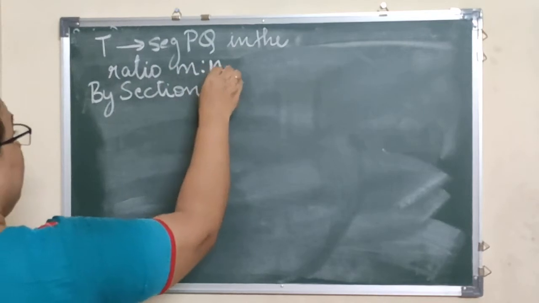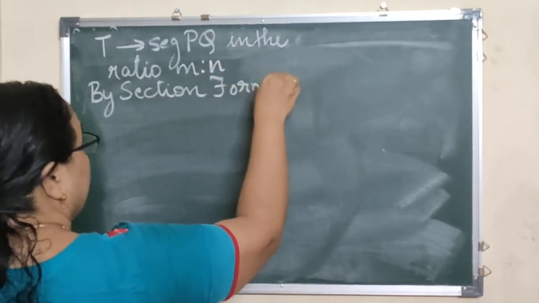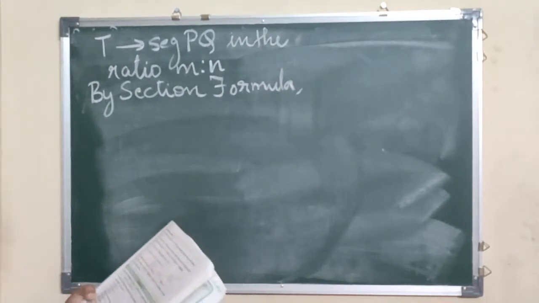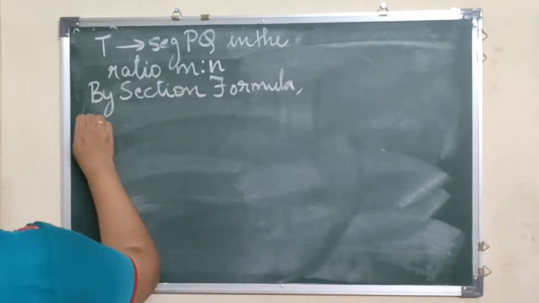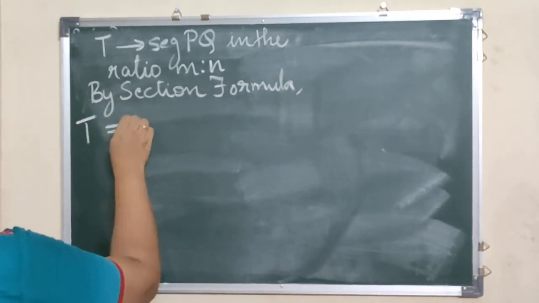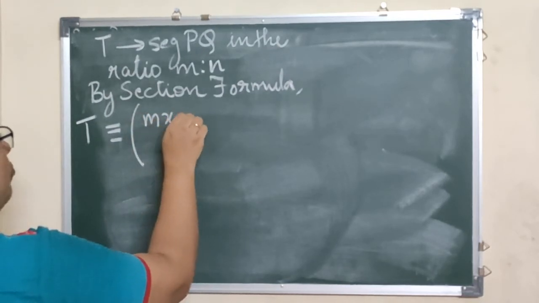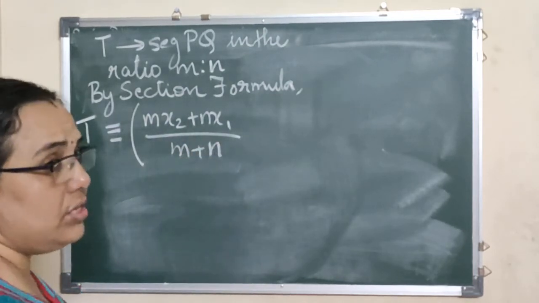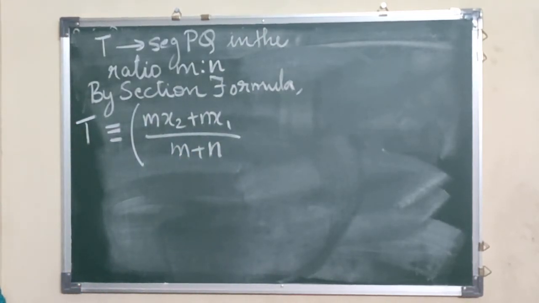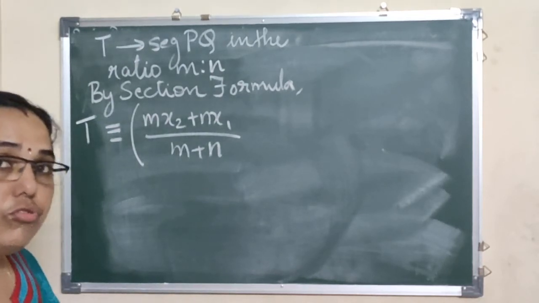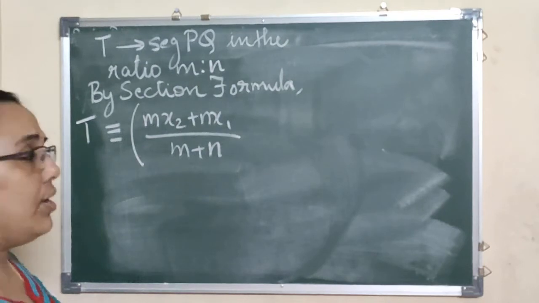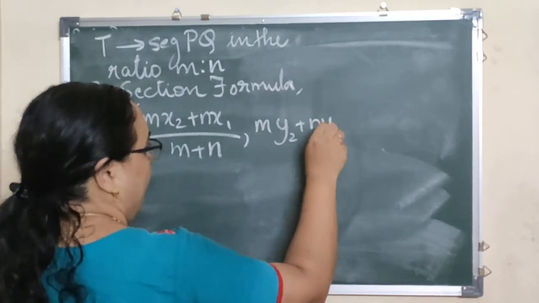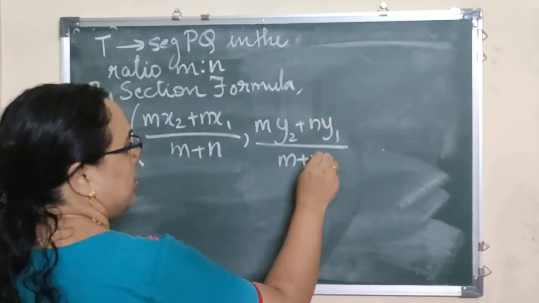See, girls, when we write this, immediately what will be the next following step? The formula. So let us write the formula. Here the formula is for T. Substitute and write the formula: mx2 plus nx1 upon m plus n. See girls, when I am writing, I am saying it, you should also do the same. You will also orally say the formulas when you are writing it. You need not shout it out, you can just say it in your mind so that you learn it.